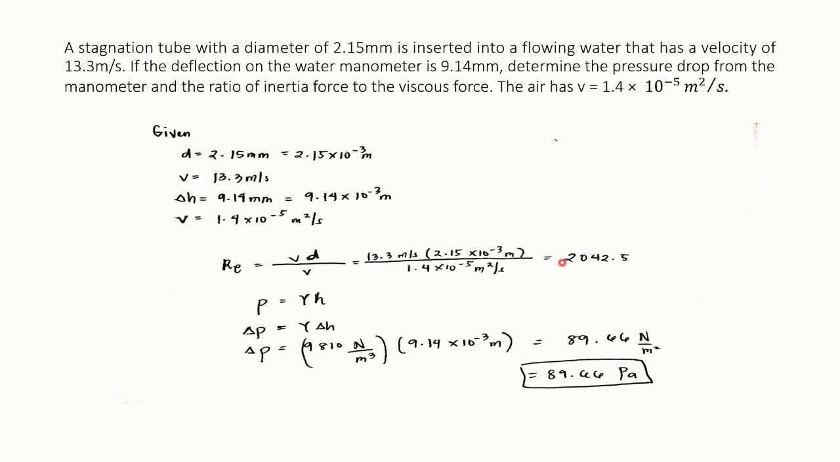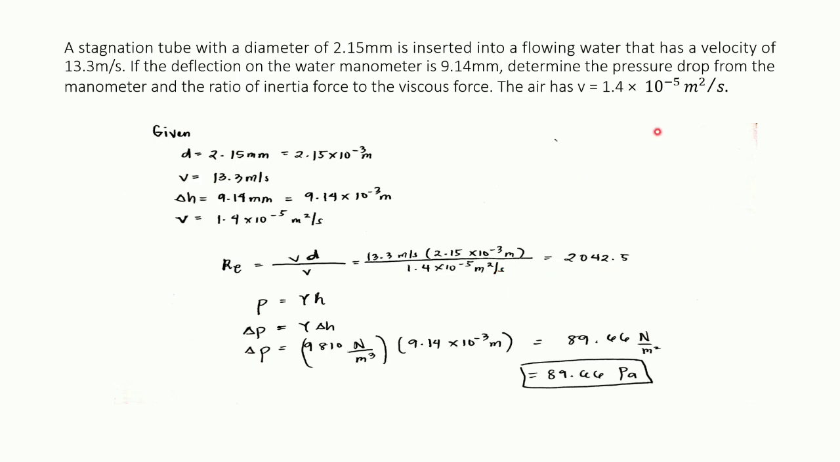We will get that it is unitless, since all of the dimensions or the units here will cancel out. We will get that the Reynolds number is equal to 2042.5. So that is the ratio of the inertia force to the viscous force.